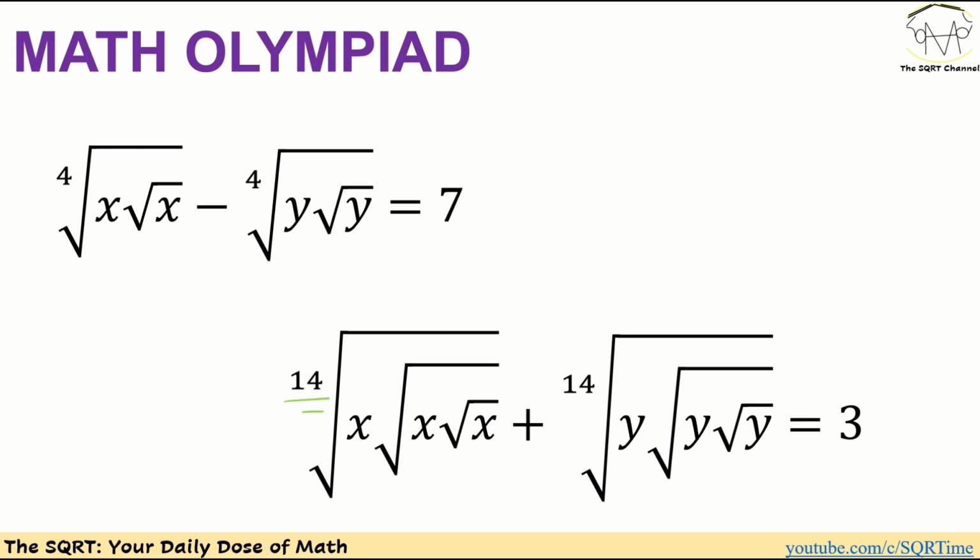We are going to have the fourth root of x times radical x minus the fourth root of y times radical y equals 7. On the other hand, for the second equation, we are going to have the 14th root of x times radical x times radical x. And we are going to have a similar thing for y. We are going to add these two terms, and then the result is going to be 3. Now let's talk about the solution.